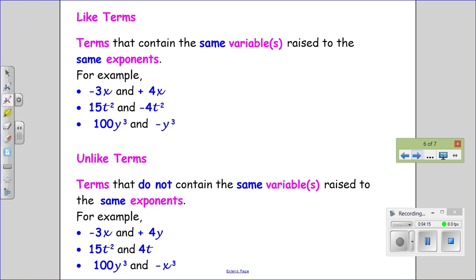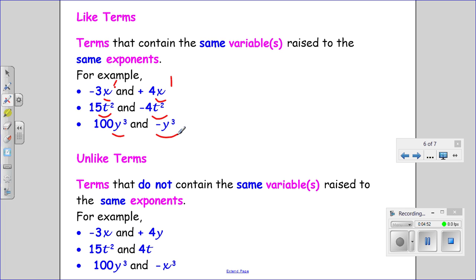Like terms. Like terms are terms that contain the same variable or variables raised to the same exponent. Negative 3x and 4x. We're only looking at the variable. They're both x's. They both have an exponent of positive 1. They are like terms. 15t squared and negative 4t squared. They both have a variable of t and an exponent of 2. Y cubed, 100y cubed, and negative y cubed. The variable is y. Both exponents are 3. Those are like terms.